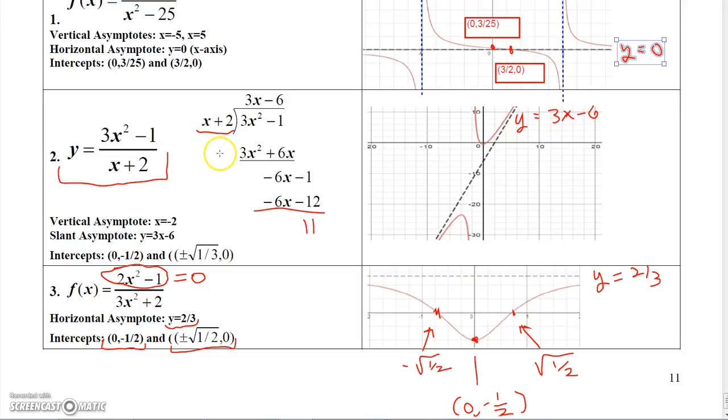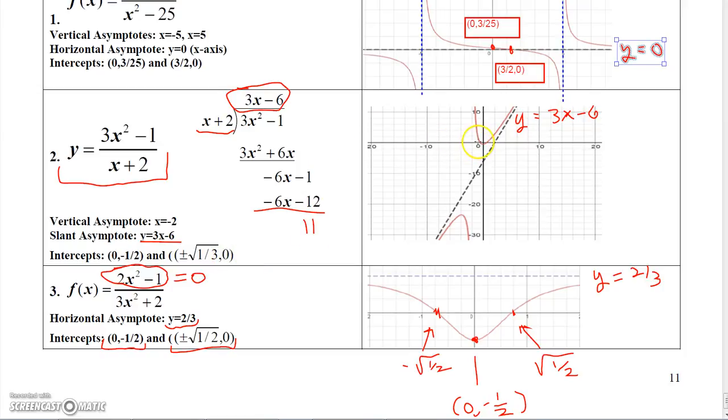Well, we don't really worry about the remainder, because the remainder goes to 0 as x gets very, very large or very, very small. We just worry about the quotient portion. The quotient portion is the slant asymptote. So the slant asymptote here is y equals 3x minus 6. And this dotted line here that I drew is the line y equals 3x minus 6. Now I'll leave you to find the intercepts. The intercepts are (0, -1/2), and (plus or minus square root of 1/3, 0).